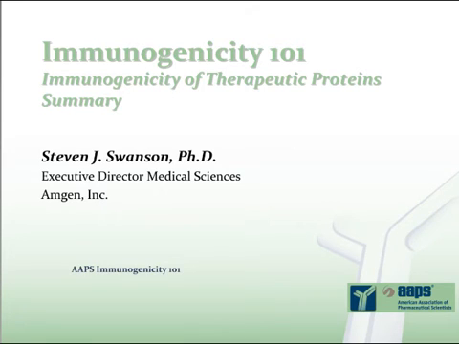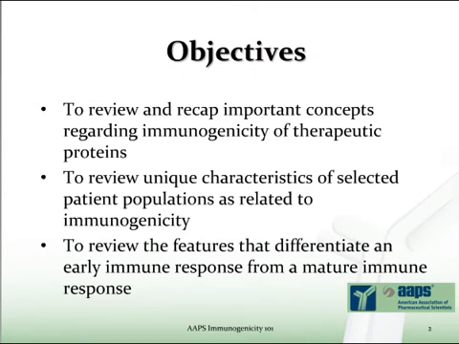I'm head of Amgen's Clinical Immunology Department, and we're going to summarize what you've learned in Immunogenicity 101, the immunogenicity of therapeutic proteins. So the objectives of this portion are really to review and recap some of the important concepts regarding immunogenicity of therapeutic proteins, to review some of the unique characteristics of selected patient populations as related to immunogenicity, and to review the features that differentiate an early immune response from a more mature immune response.